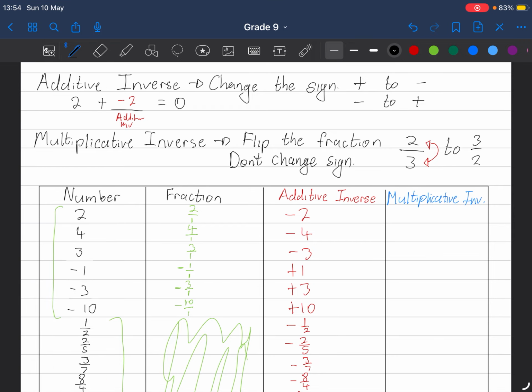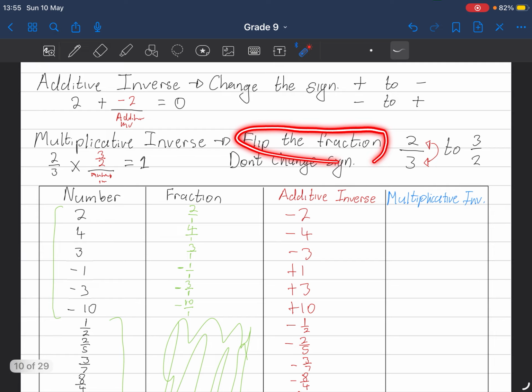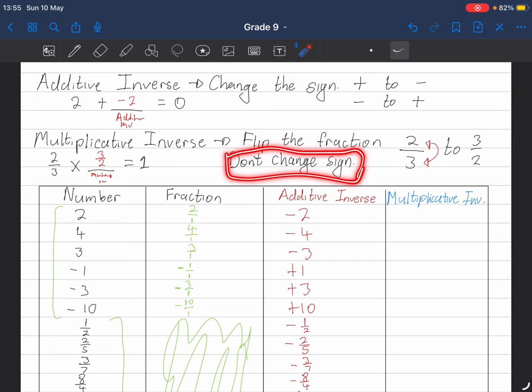Now let's look at a multiplicative inverse. With a multiplicative inverse, the concept is slightly different. You want to take a number, for example 2 over 3, and you're going to multiply it by something to give you a 1. Now this number that you multiply it by is called your multiplicative inverse. 2 over 3 times what is going to give you 1? Well, the way we do it is we flip the fraction. If you take 2 over 3 times 3 over 2, the 3's and the 2's cancel, and you're just left with 1. So for this, all we do is flip the fraction and don't change the sign. So 2 over 3 becomes 3 over 2.